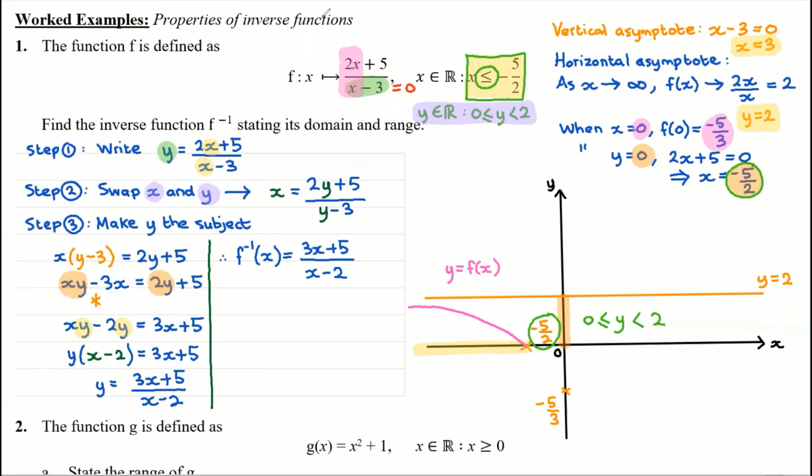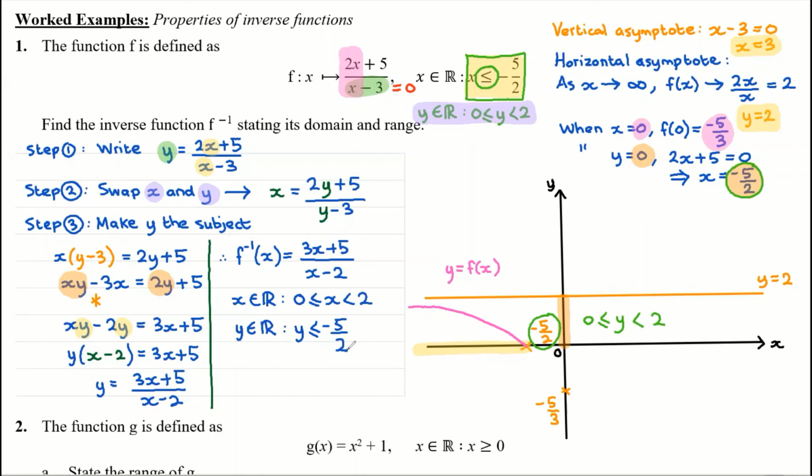So my domain is going to be x is any real number such that x will be sandwiched between 0 inclusive and 2 not inclusive. And the range, I don't have to do any work for that. I just reproduce the domain for my previous function, but I swap the x's for y's. So my y values would be less than or equal to -5 over 2.